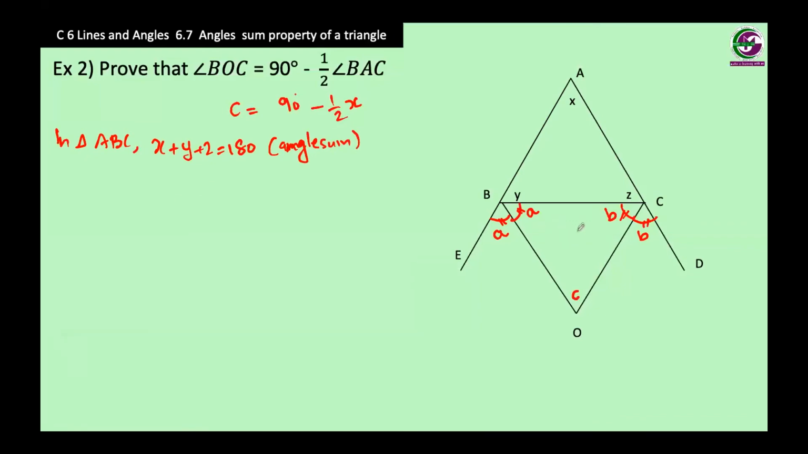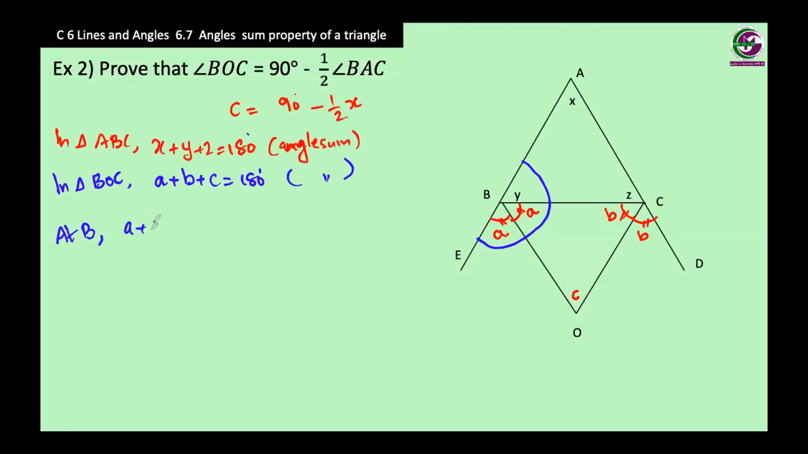Now let us see the next triangle, which is BOC. So we can write in triangle BOC, what can you notice? Angle A plus angle B plus angle C is 180 degrees. A plus B plus C is 180 degrees. The same reason. At B, what can you notice? Here you can see a straight line.